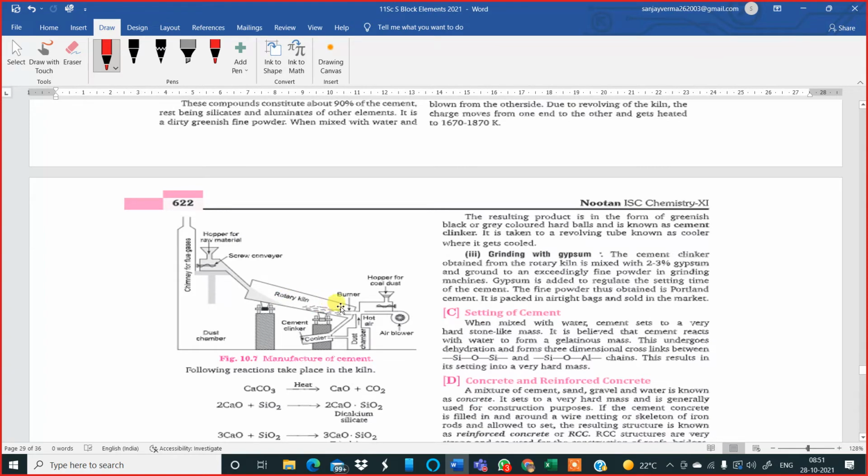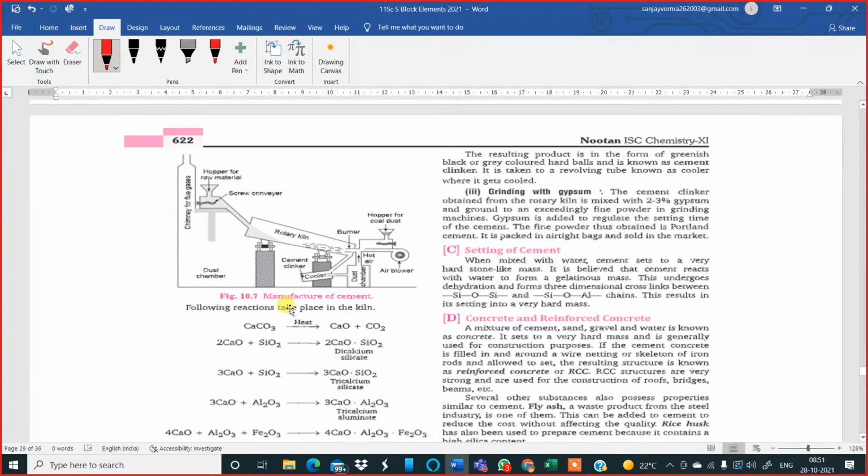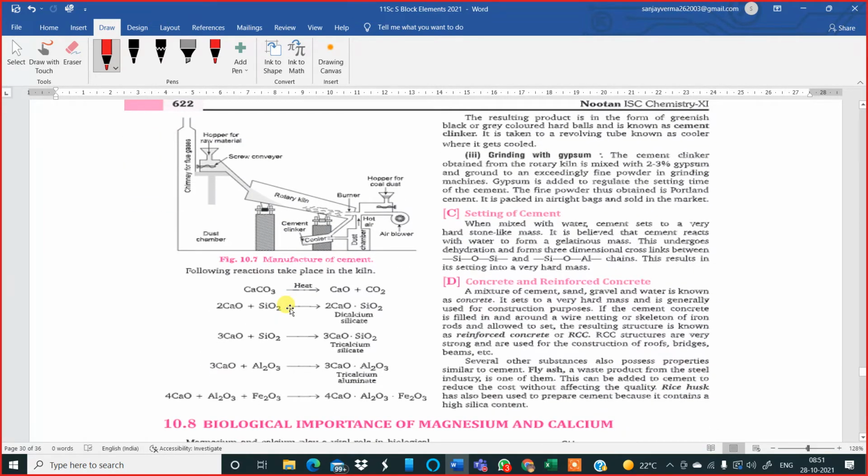This part, no, it is this part is there. Okay, this is called rotary kiln. It rotates, and the reactions are important. Now the reactions for the manufacture of cement, they are pretty important, very very important. So I will request you to learn these equations properly. This much equations for doing the manufacture of cement, which is also called Portland cement.